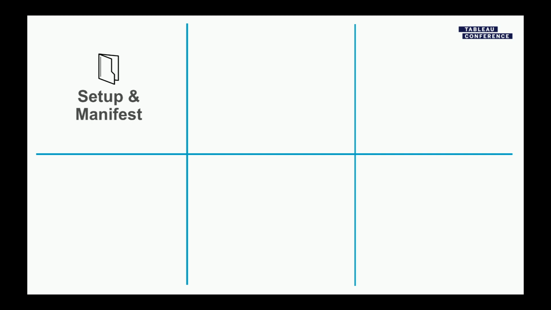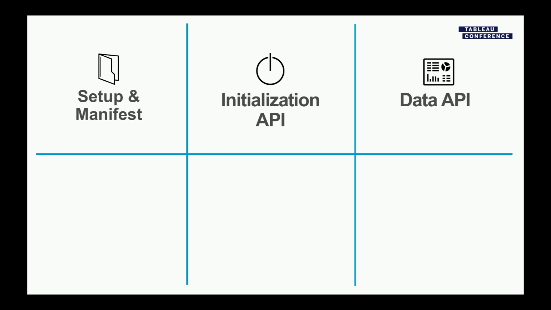In this step, we're going to talk about how to set it up, how to integrate it in Tableau, how to load one, and how to write the definition of an extension. The second one is the initialization API. This API is where you will write the first line of code, which is to initialize your extension to start running. The third one is the data API. This set of APIs will show you how to call your dashboard and get some data from it.